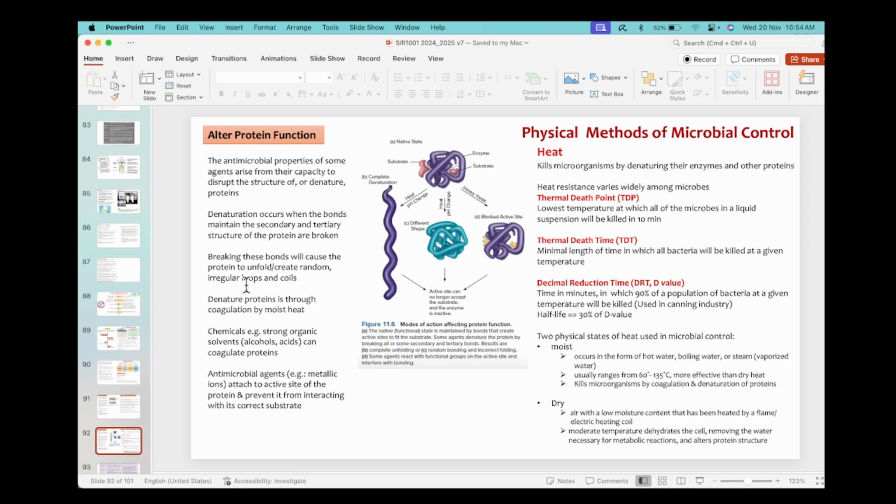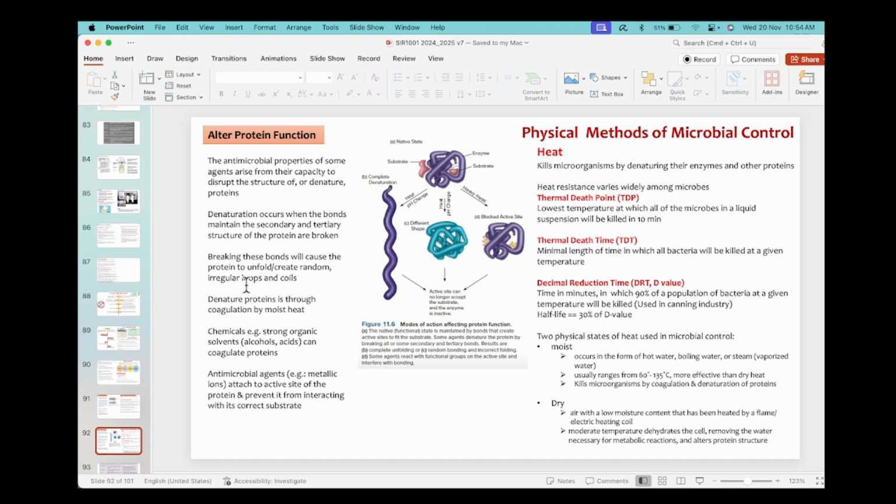Next, physical methods of microbial control. So other than chemical methods of microbial control, we also use physical methods of microbial control. Heat is the main one. So when it comes to heat, there are several terms that you have to know. Thermal death point, the lowest temperature at which all the microbes in the liquid suspension will be killed in 10 minutes. Thermal death time, minimal length of time in which all bacteria will be killed at a given temperature.